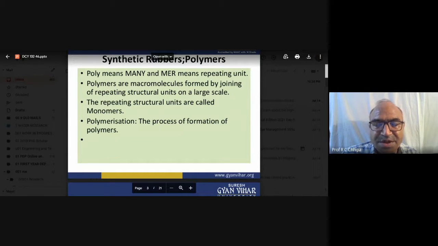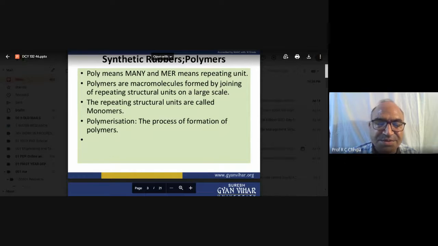A repeat unit may be of one monomer, or of two or more monomers. Example, one monomer: ethylene, CH2 double bond CH2. In another case, we have CH2 double bond CH chlorine. That is vinyl chloride, that is the monomer. Then there are various derivatives of ethylene.